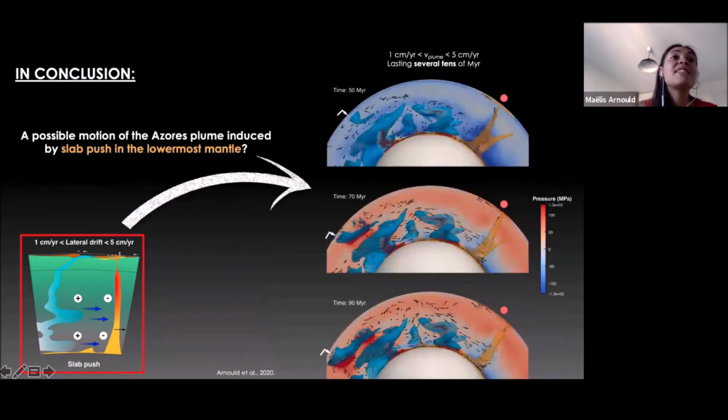And so from these numerical models, actually a long-term push of the Azores by slab remnants in the lower mantle can probably provide the source for this plume motion. And so you can see here what happens in one of these models, where you have the initiation of a slab that reorganizes the mantle flow in the lowermost mantle and is able to push the mantle plume, whose initial position is shown by the pink dot here.